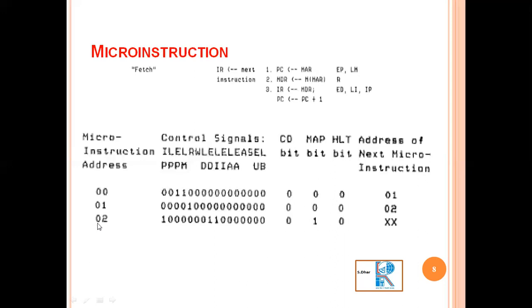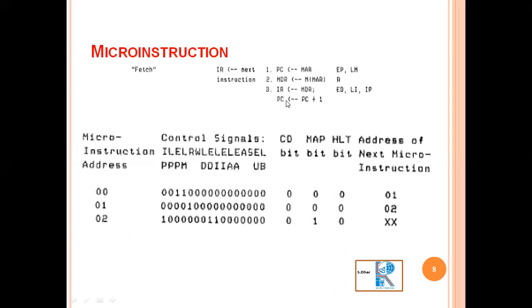What are the control signals it will activate? See here, ED, LI, IP. That means these should be 1, all others should be 0. ED 1, okay, IP 1, okay, ED, IP and LI. This LI is also 1. Okay, that means all 3 bits should be activated, 3 control signals should be activated. They are 1 and all other bits are 0.